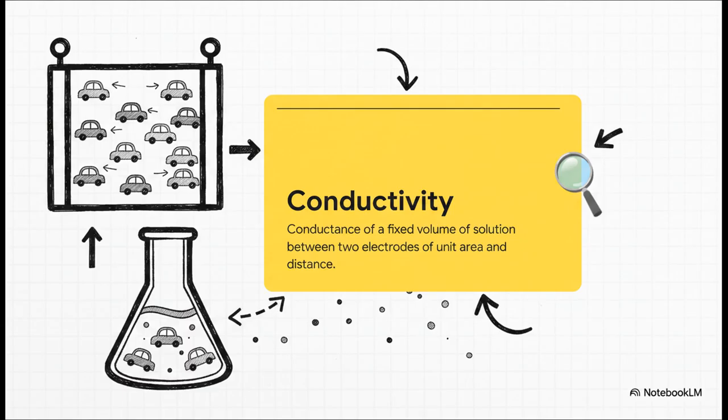Think of conductivity like counting all the moving cars in one specific, rigid square mile of a busy downtown city. In this scenario, the electrodes are kind of like toll booths that set the boundaries of our city block. They have a unit cross-sectional area and sit exactly a unit distance apart. We are only looking at the electrical flow, or the traffic, within a strict, fixed volume of liquid. So if you pour in more water to dilute the solution, the number of cars inside that specific square mile actually drops because they spread out to other parts of the city. That rigid, non-negotiable boundary, that's exactly what defines standard conductivity.